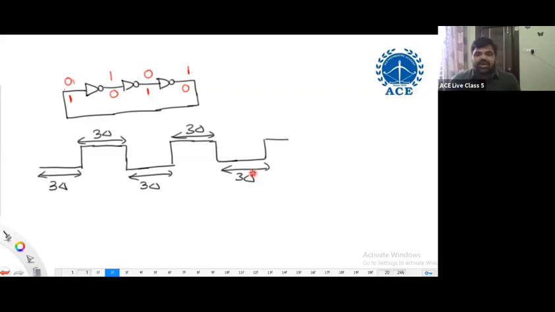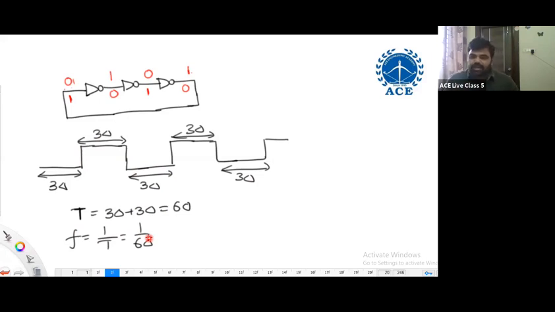What is the frequency of this oscillation, sir? Now I need to calculate a cycle duration. On time is 3 delta. Off time is also 3 delta. So cycle duration is on time plus off time, 3 delta plus 3 delta. It is 6 delta. And frequency is equal to 1 by T, 1 by 6 delta. For 3 inverters, the frequency of oscillation is 1 by 6 delta.